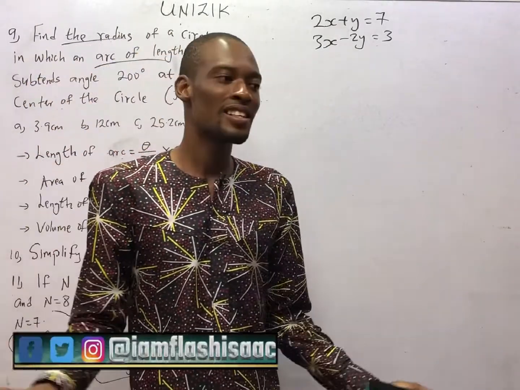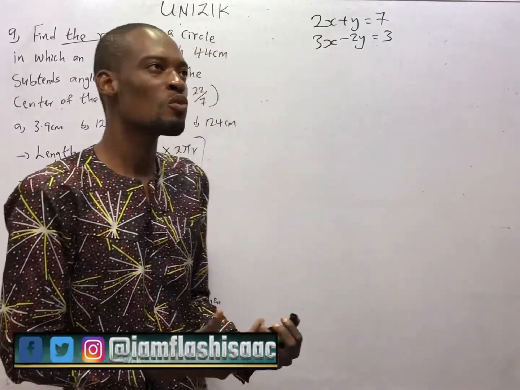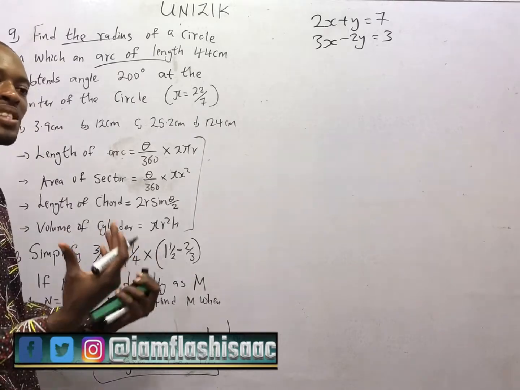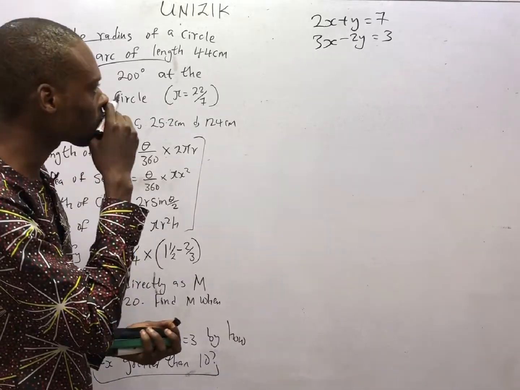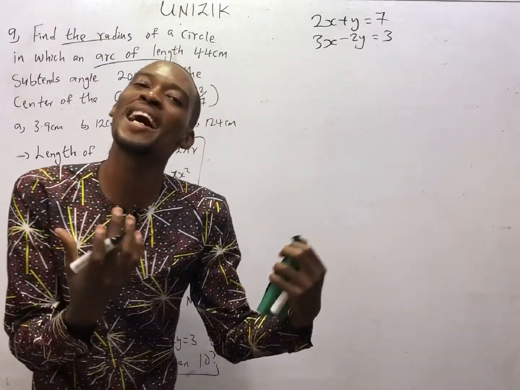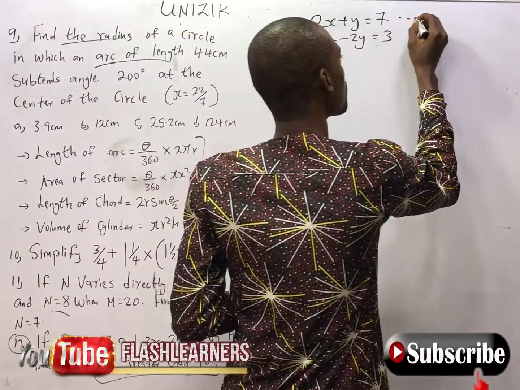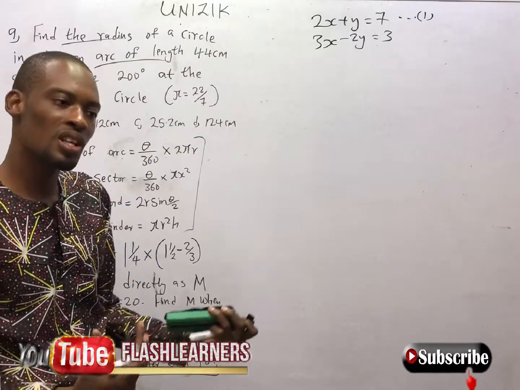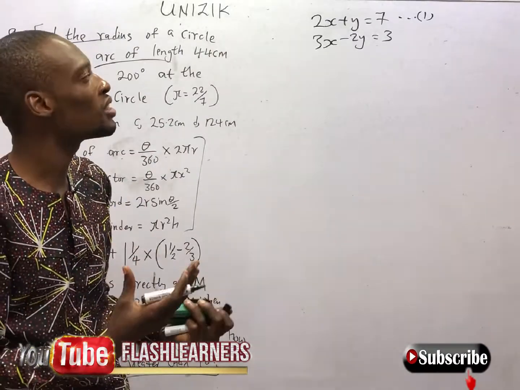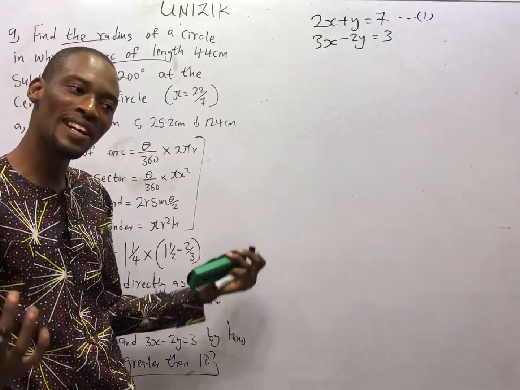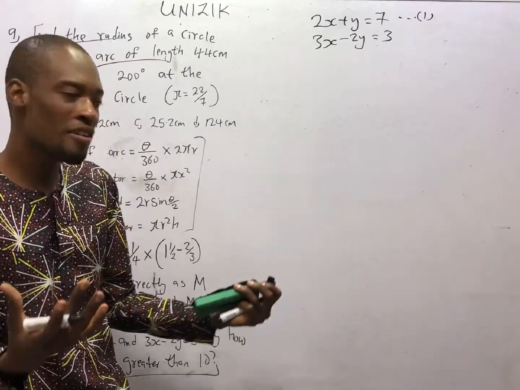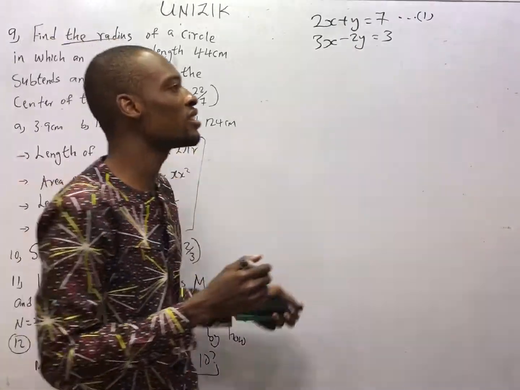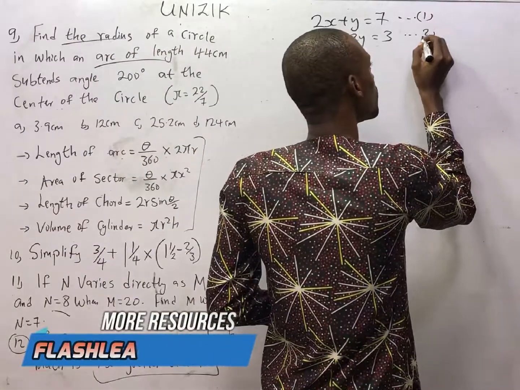You see? So, as usual, we don't rush to read everything. Let's start from the basics, or let's do it step by step. 2x plus y is equal to 7. Let's call this equation 1. This is a simultaneous equation with two variables. And anytime you have two variables, you expect two answers. You find the answers to the two variables. And 3x minus 2y is equal to 3. So you call this equation 2.